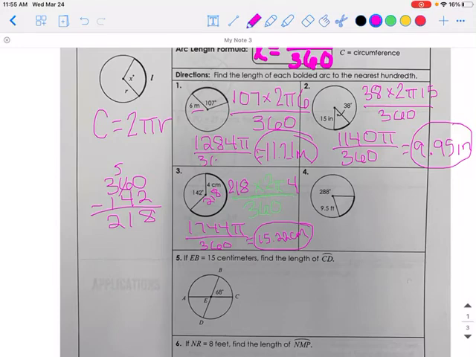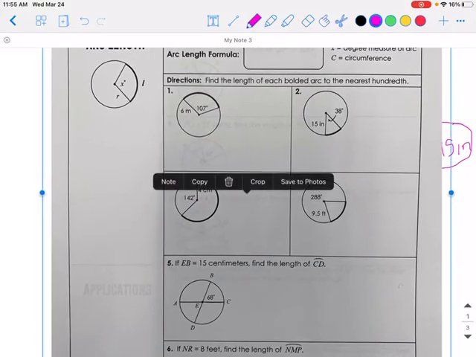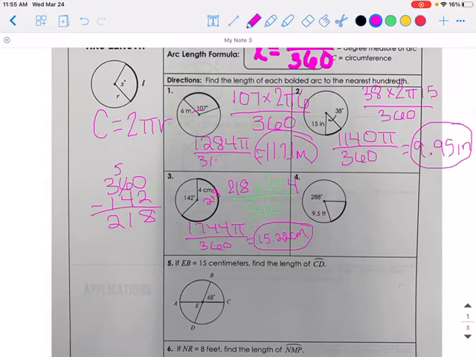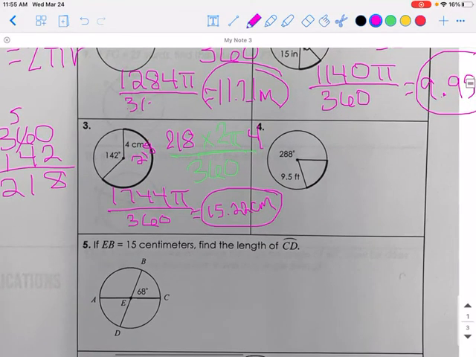Okay. Now that I'm, oh, what just happened? All right. Now that I'm paying attention though, in number 4, again, the bolded arc is not labeled yet in degrees, but again, a circle is 360 minus 288.